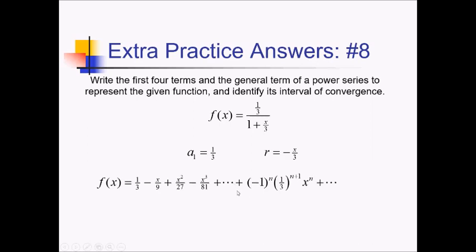Okay, now to get the interval of convergence, I have to take my common ratio, negative x over 3, and set the absolute value of that less than 1.